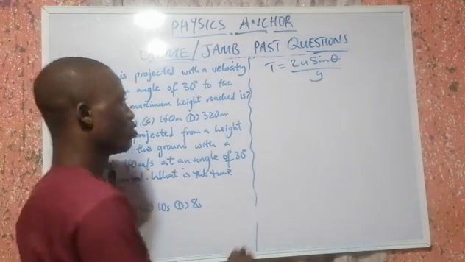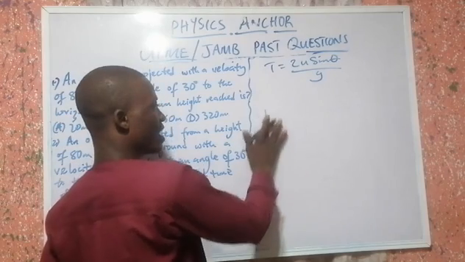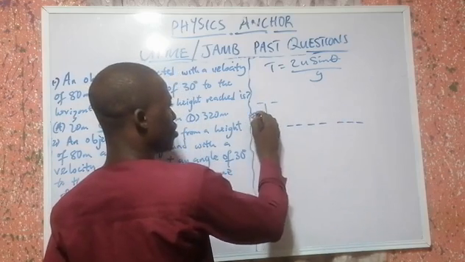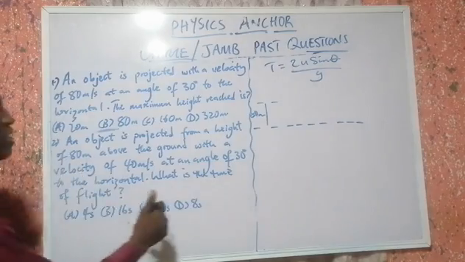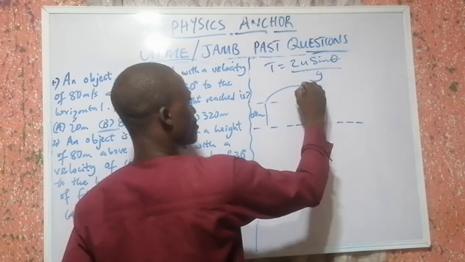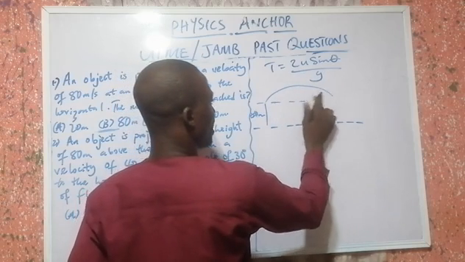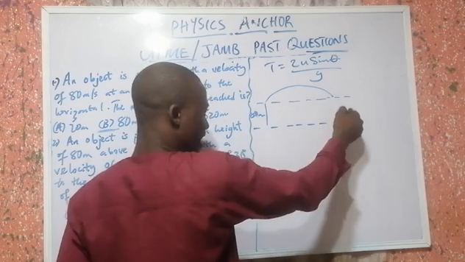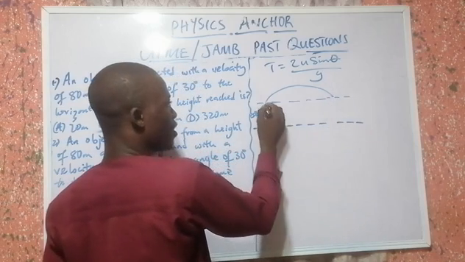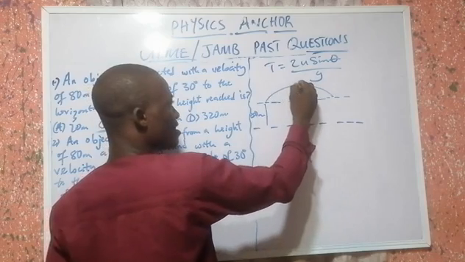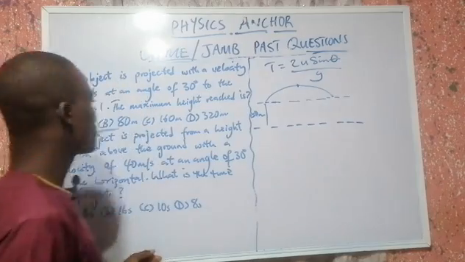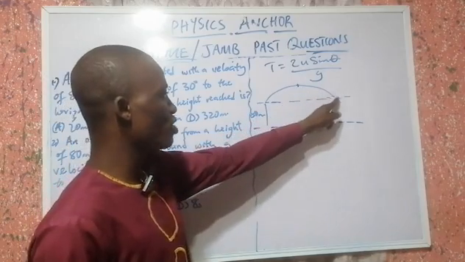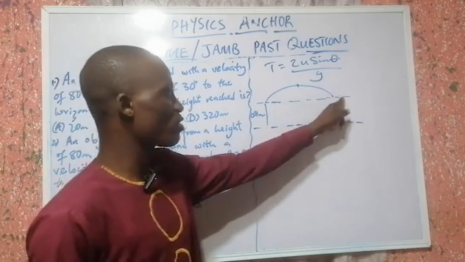That is the line of projection. If I'm going to sketch the diagram, it will look something like this. This is the ground, and this is the height, which is 80 meters above the ground. It is now projected. They're asking us the time of flight. The time of flight, in this case, will not be the time it touches the ground, but the time it takes this projectile, this object, to get to the maximum height and return to the line of projection. That's what you focus on.